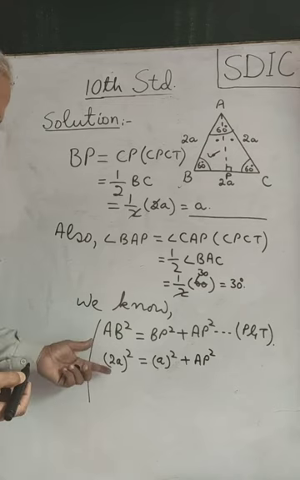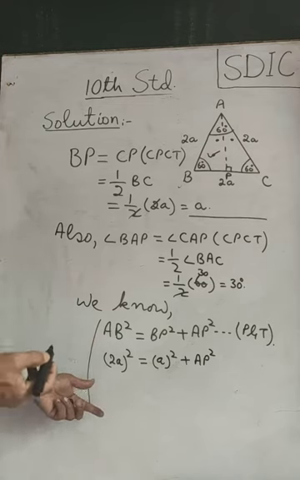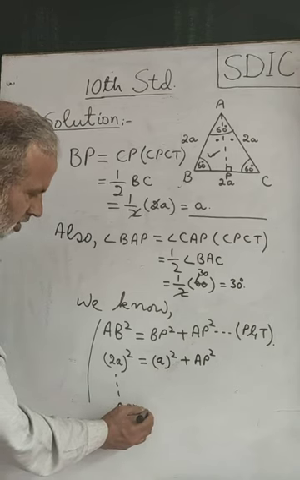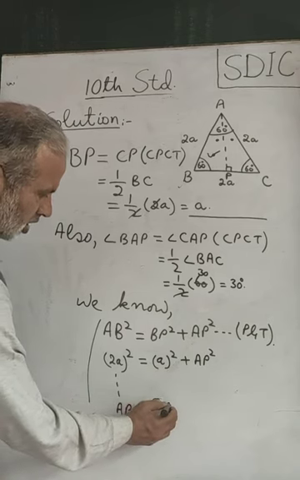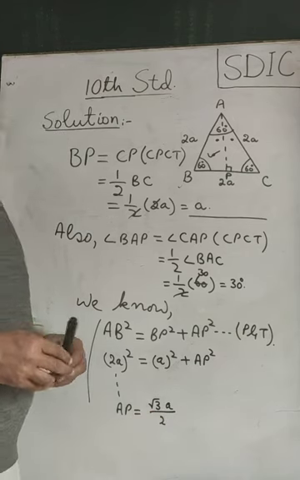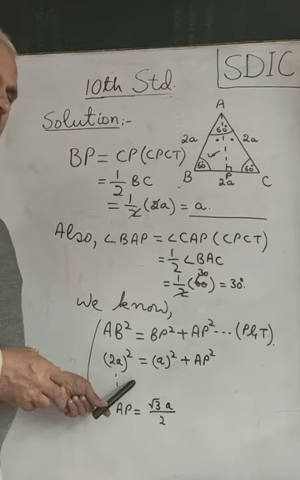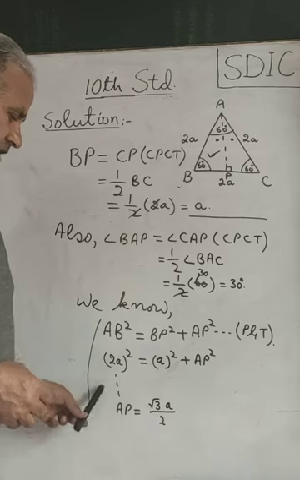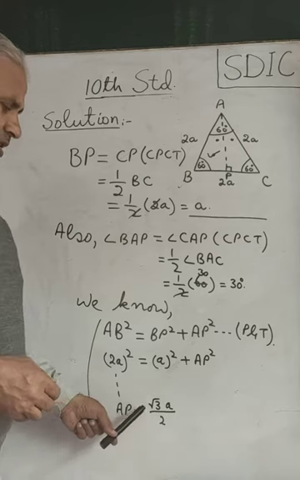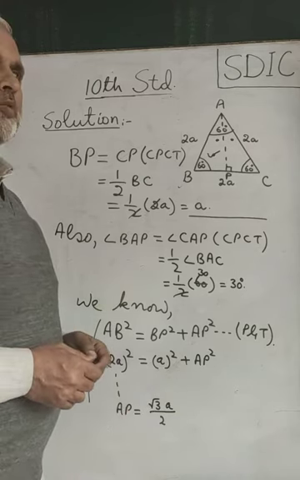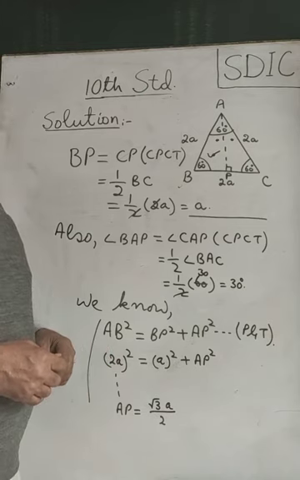Now when you repeat that procedure from the previous question, you will find AP again is equal to under root 3A by 2. Those steps I have left, you will consult the previous solution and write the steps. AP is under root 3A by 2. It is a repetition of this portion done in the previous case.